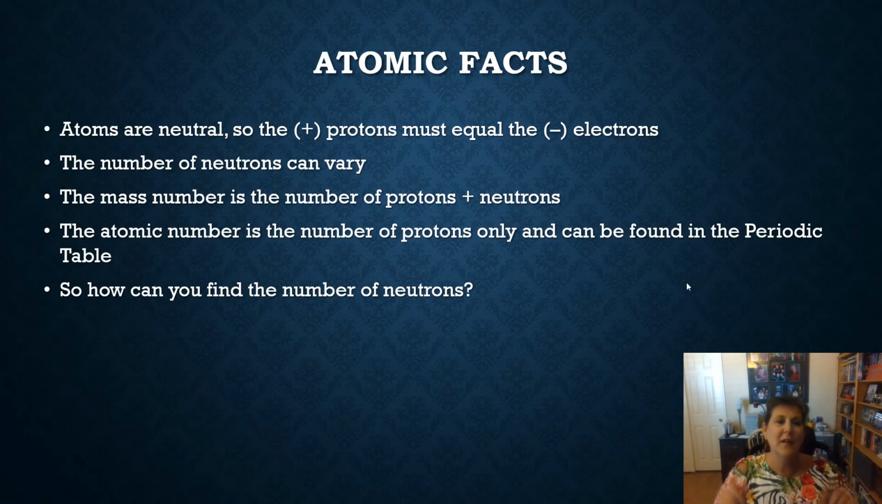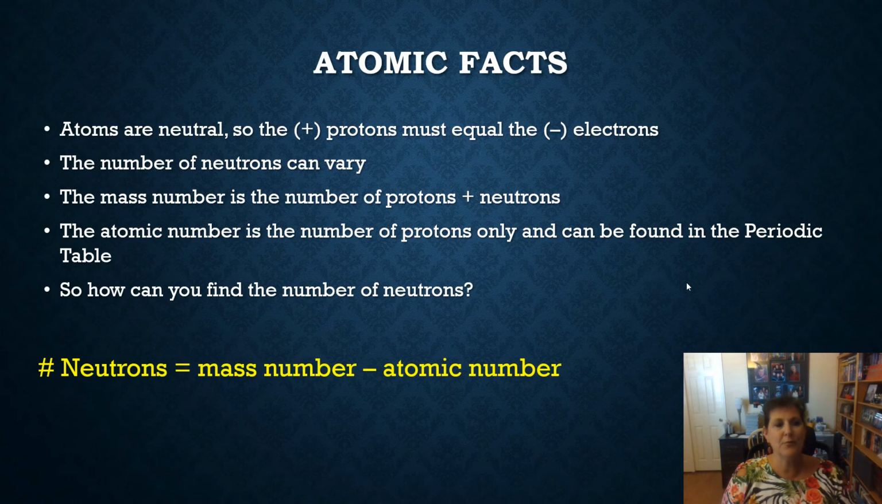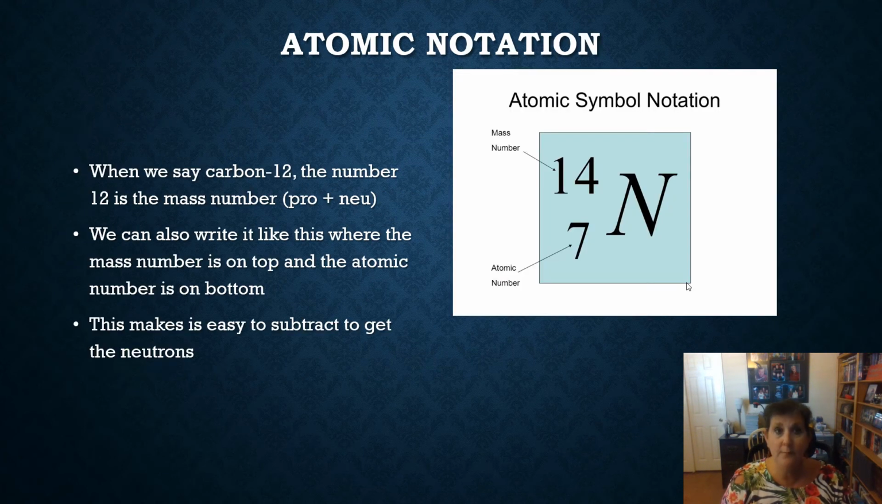And you're correct if you said subtract. Yeah, you subtract. The number of neutrons is your mass minus the protons, which is the atomic number. So mass number minus atomic number. Mass minus protons will give you your neutrons.